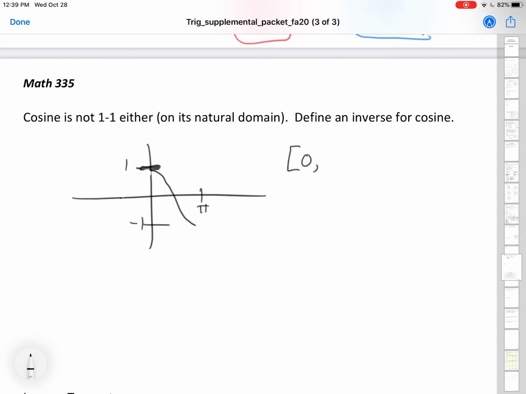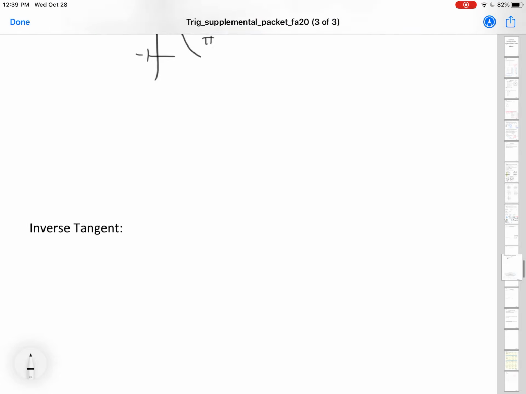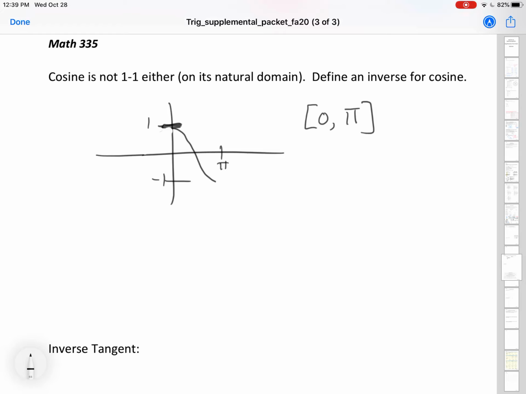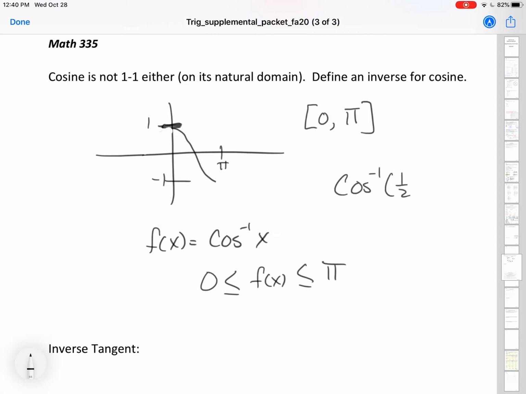They can't cut it from minus pi over 2 to pi over 2, or they would have. They cut it from 0 to pi. And so that's the conditions for this guy. So if f of x is equal to cosine inverse of x, then those y values have to be between 0 and pi. So what's the cosine inverse of 1/2?